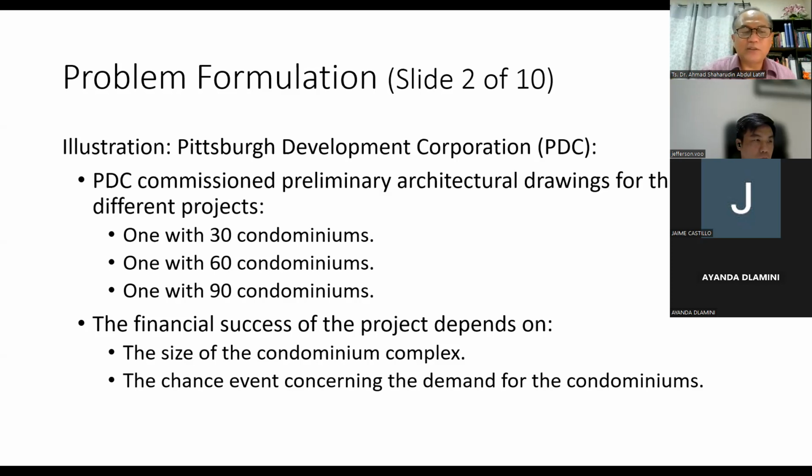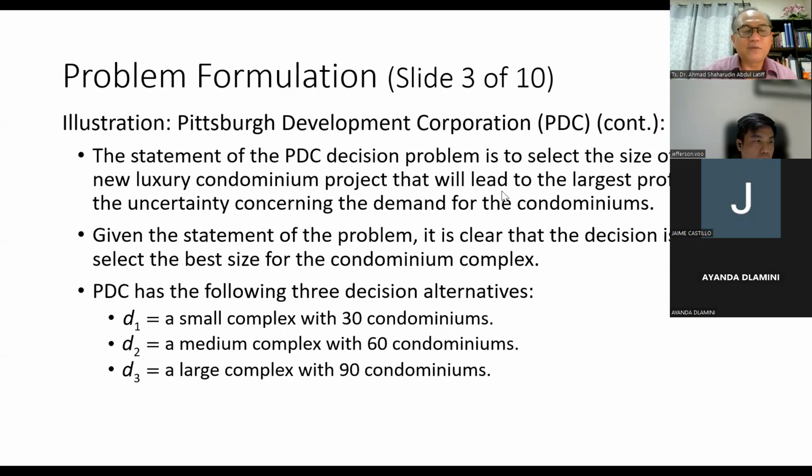Maybe because 30 condominiums, 60 condominiums, and 90 condominiums have different pricing and so on. So the statement is to select the size. You mentioned you need to have a statement first. The statement is to select the size of the new luxury condominium project that will lead to the largest profit given the uncertainty concerning the demand for the condominium. So this is the first thing you need to do.